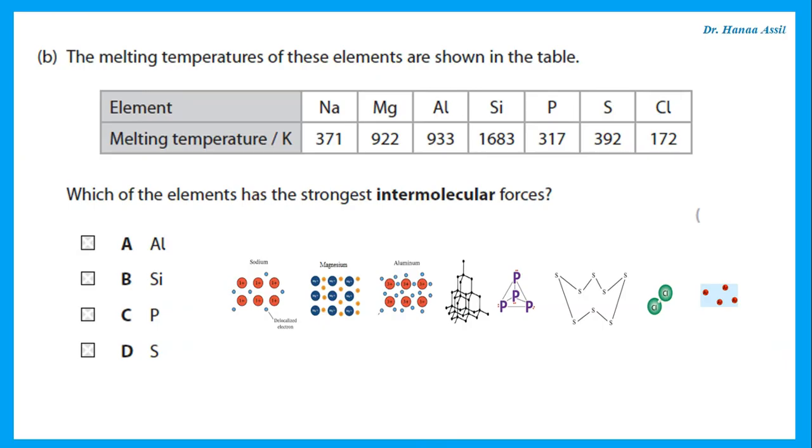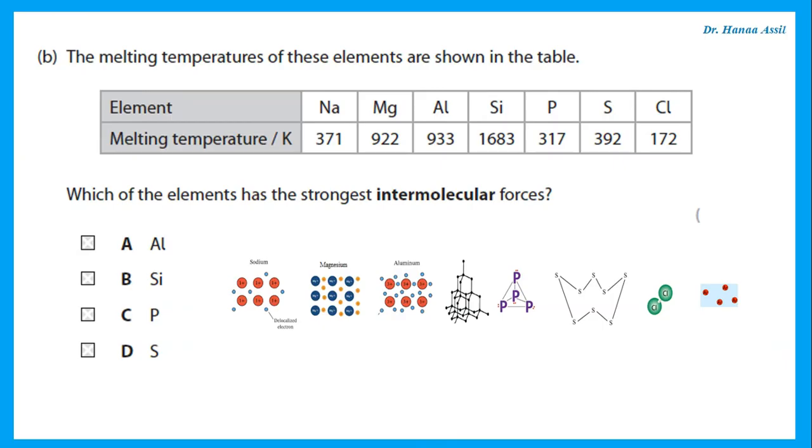Now silicon is in group 4. It has the highest melting temperature in that period because of its giant 3-dimensional structure with strong covalent bonds inside the structure that need to be broken. So all of these do not have intermolecular forces. They have strong covalent bonds in the case of silicon, or strong attraction forces between positive ions and negative electrons in the case of metals.